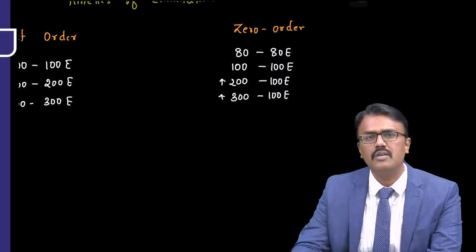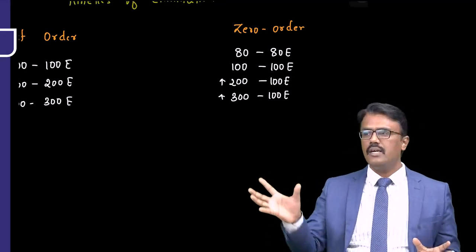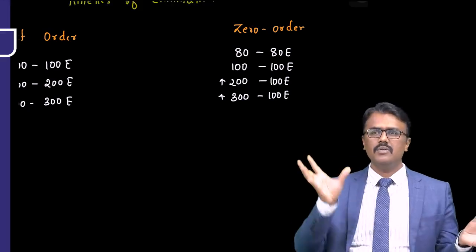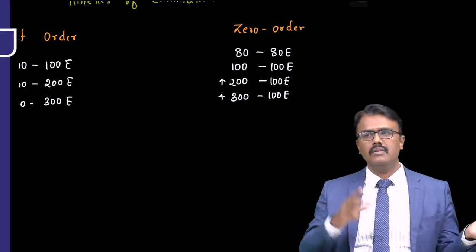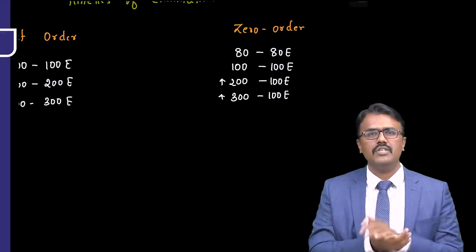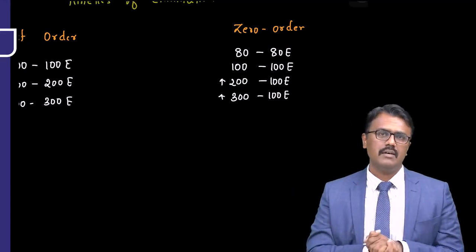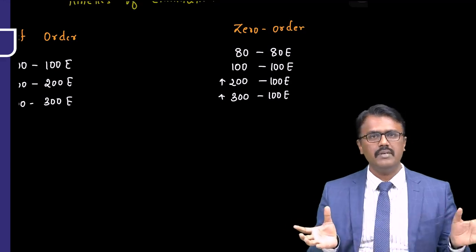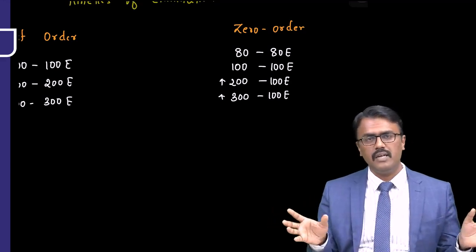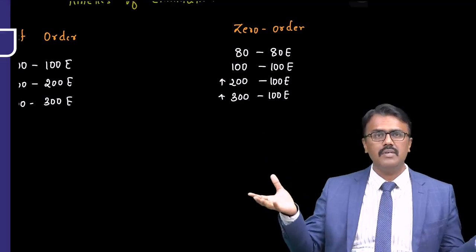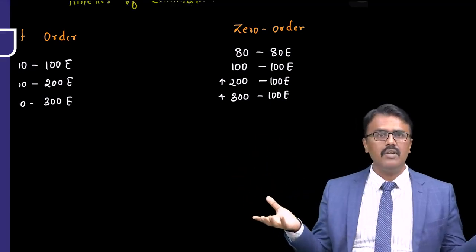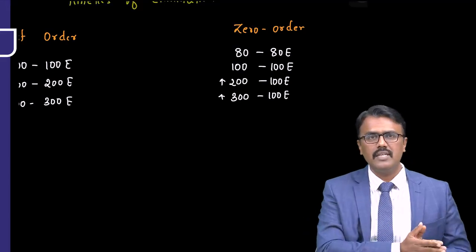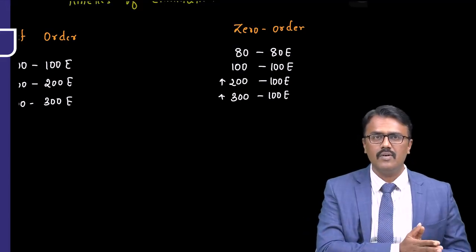Let me take a situation of COVID-19. Suppose 100 patients come, I have 100 beds. 200 patients come, I have 200 beds. 300 patients, 300 beds. I can manage. But imagine that 80 patients come, I have 80 beds, fine. 100 patients, 100 beds, fine. If 200 patients come, I have only 100 beds. 300 patients come, I have only 100 beds. So my hospital is saturated. So that is called zero order.